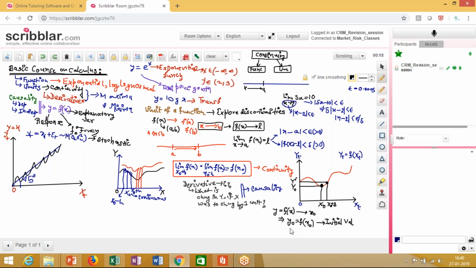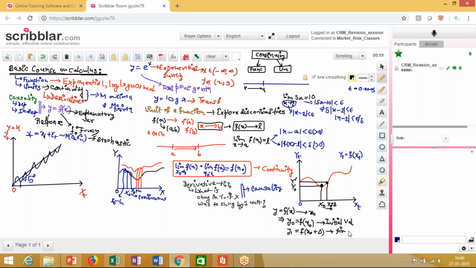The next part is, now x changes to x1. How does x move from x0 to x1? By increasing by delta. So over here, y1 equals f of x0 plus delta. This is your final value.